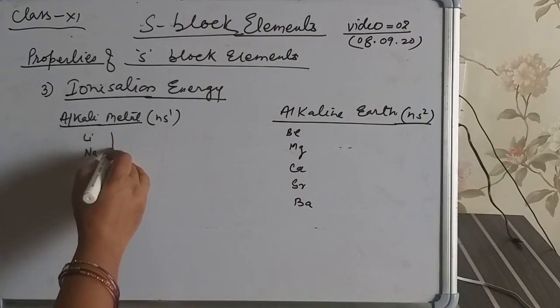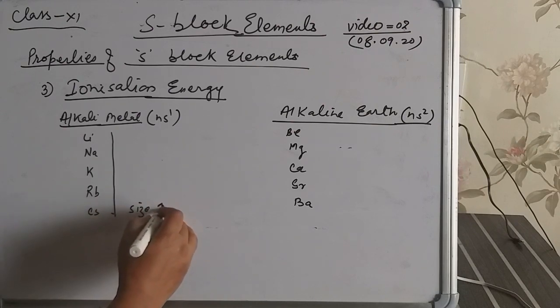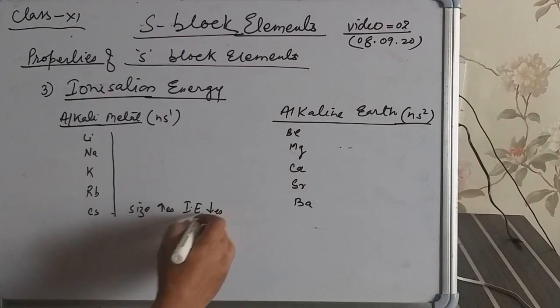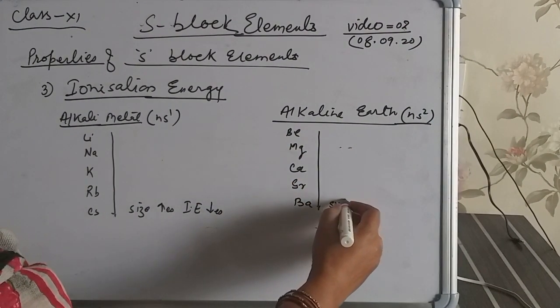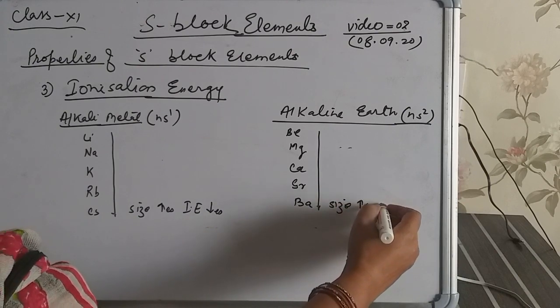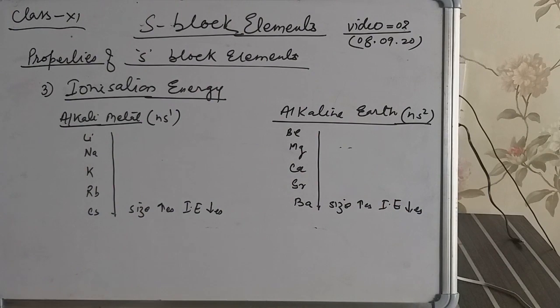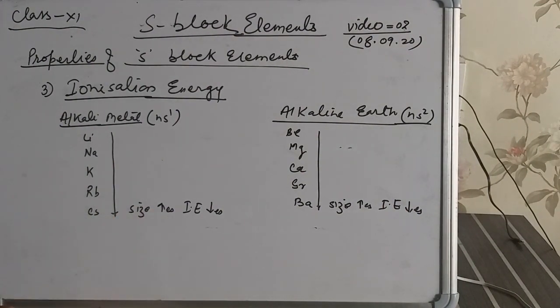We know that when we move top to bottom, the size increases and ionization enthalpy decreases. In the case of alkaline earth metals also, size increases and ionization enthalpy decreases. This is our general characteristic about the alkali metals and alkaline earth metals.